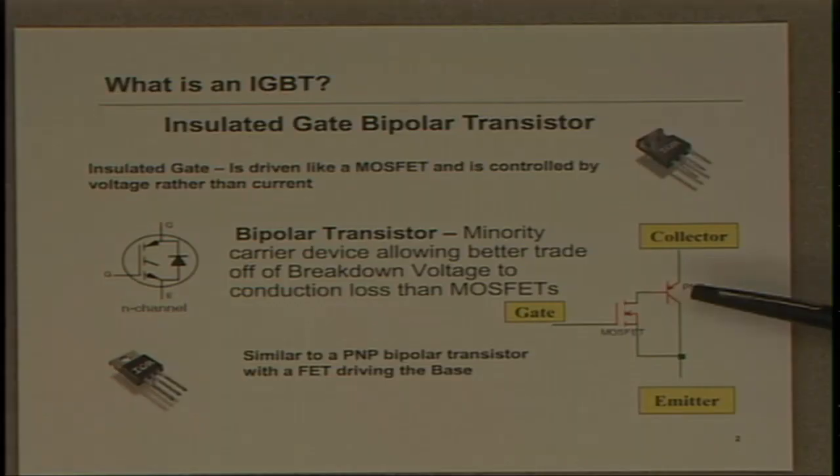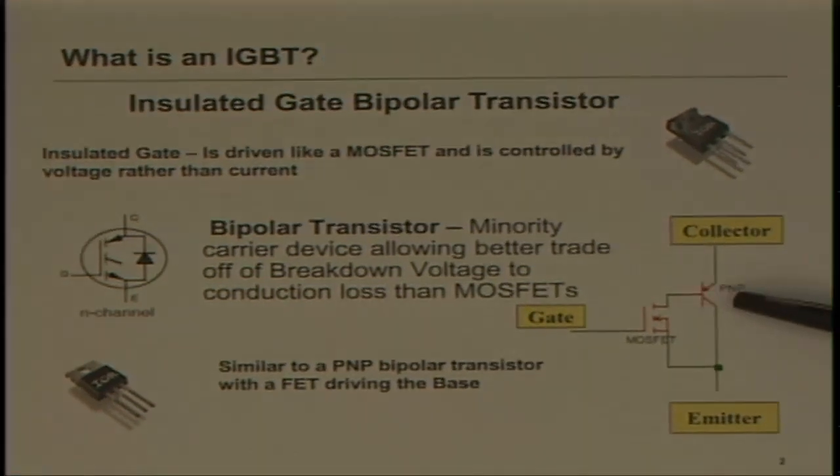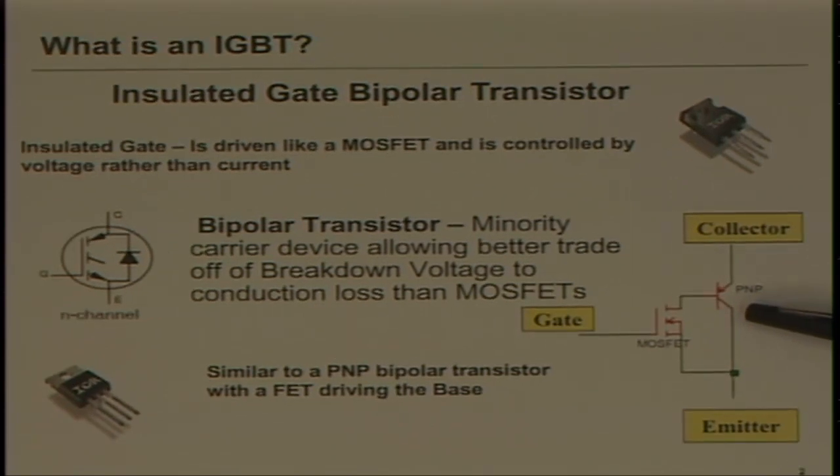All right, so let's start with, you've all seen the equivalent circuit of an IGBT. It's basically a minority carrier device. It's like a giant PNP transistor that's driven with a FET. And the idea here is that the PNP by itself is a current-driven device.